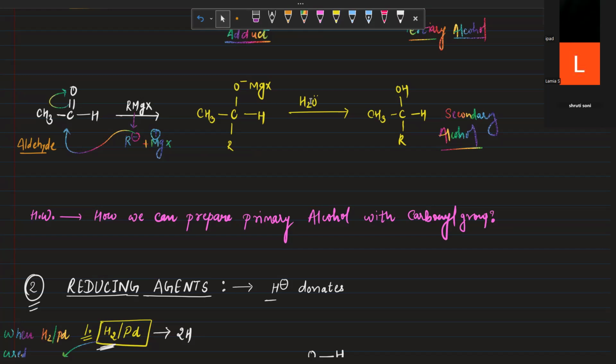In organic chemistry you need to learn all the reagents. Today we'll start the Grignard reagent. So you need to know how the Grignard reagent will break, at which position it will attack, and how hydrolysis will proceed in that case. Okay, so we'll meet in the next class.